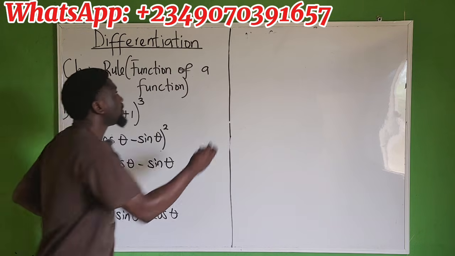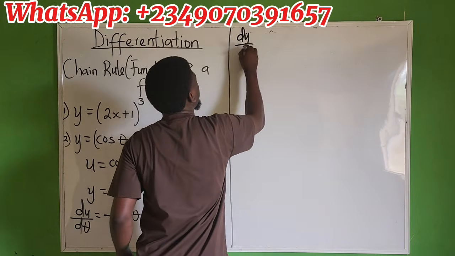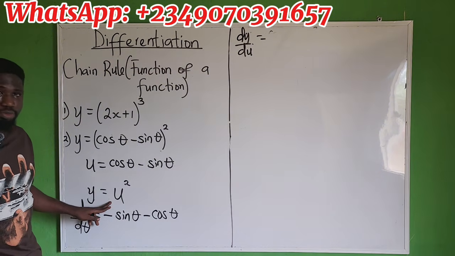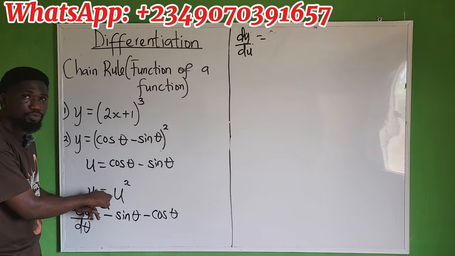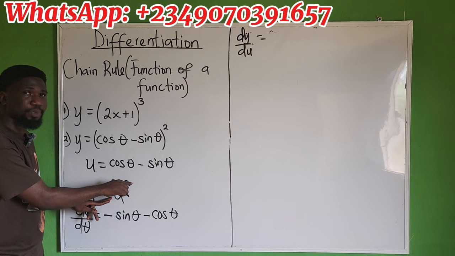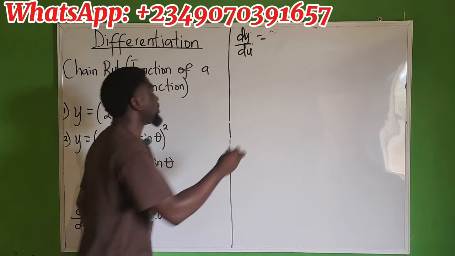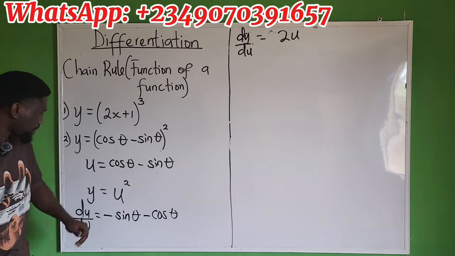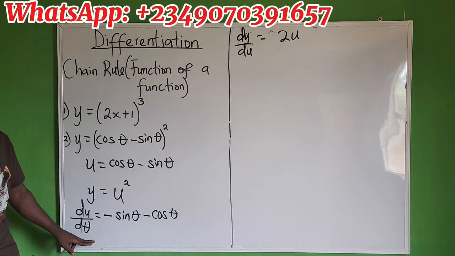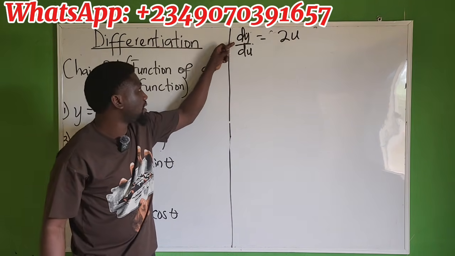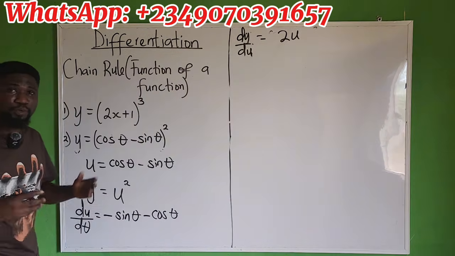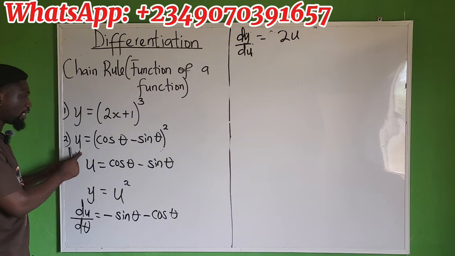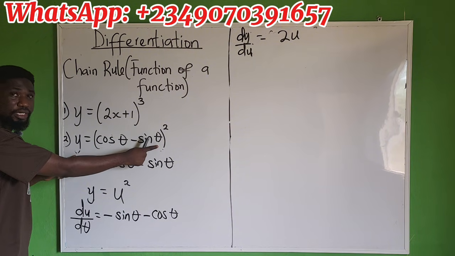So what's the next thing? For this, dy over du will give us what? That will give us 2u. 2 times 1, that is 2. With this u, subtract 1 from 2, that is 1. So that will give us 2u. So we've gotten du over d theta, and then we've gotten dy over du. So what's the next thing now? The next thing for us to do is to differentiate using the chain rule, that is dy over d theta. Are you getting it now?